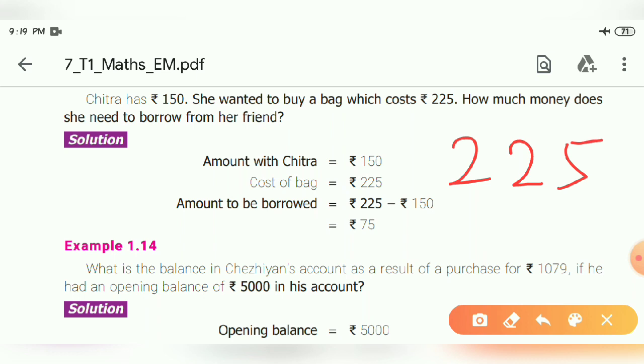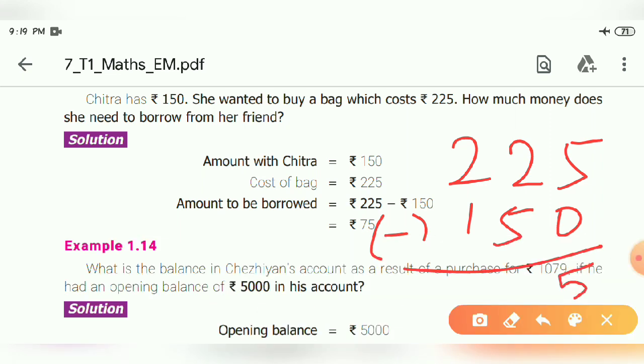225 minus 150. As usual, 5 minus 0 is equal to 5. Next, 2 minus 5 cannot subtract, so we borrow from the next place value. Borrow from the hundreds place, it will change to 1. The tens place will change to 12. 12 minus 5 is equal to 7. 1 minus 1 is equal to 0. So the answer is 75. The amount she borrowed from her friend is rupees 75.